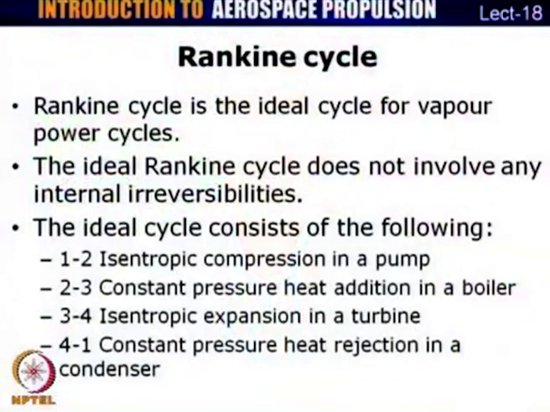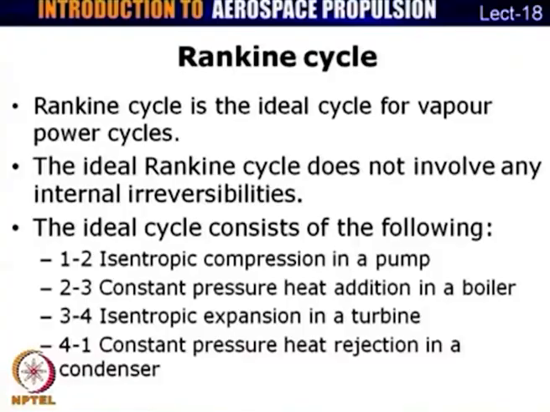Rankine cycle is the ideal cycle for vapor power plants like the steam power plant, for example. We will have a very quick look at the Rankine cycle, and basically Rankine cycle, like the other ideal cycles we have discussed, does not involve any internal irreversibilities. And an ideal Rankine cycle consists of 4 processes: an isentropic compression, which takes place in the case of steam power plant in a pump.